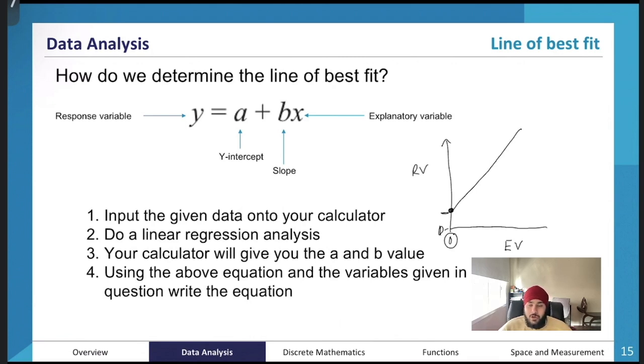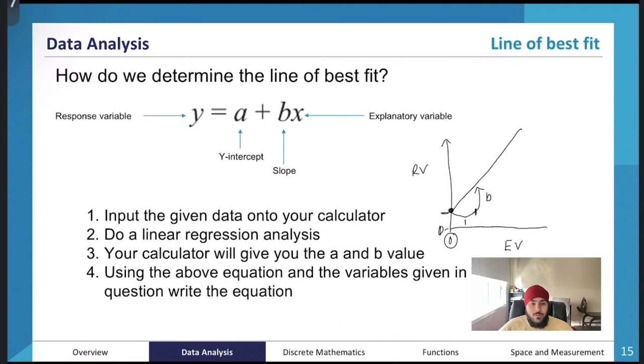Now what about the slope? The slope is a measure of the steepness of the graph. It tells you how much the y values are increasing or decreasing for every 1 unit increase in the x value. For example, if we move 1 unit across, how much is it increasing by? This is your slope, essentially. So if my x value increased by 1, how much is my y value increasing or decreasing?